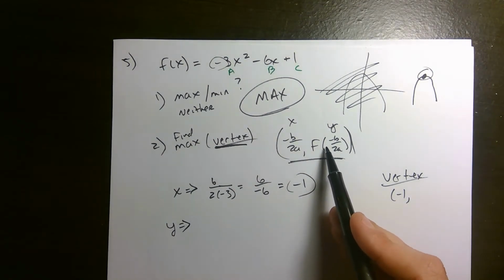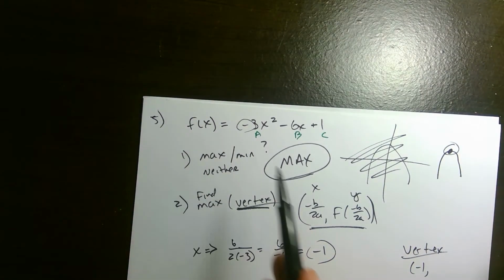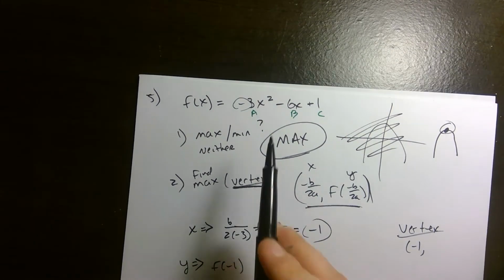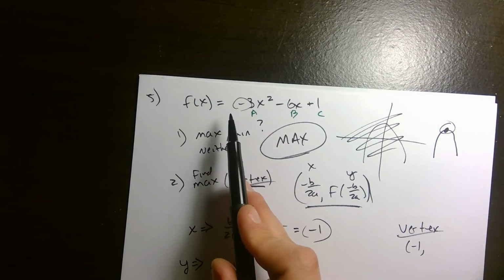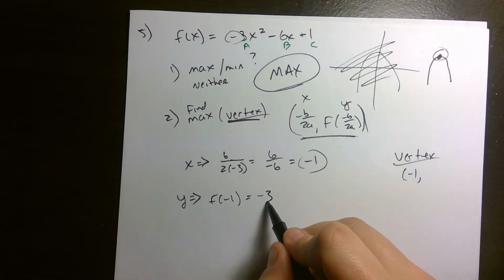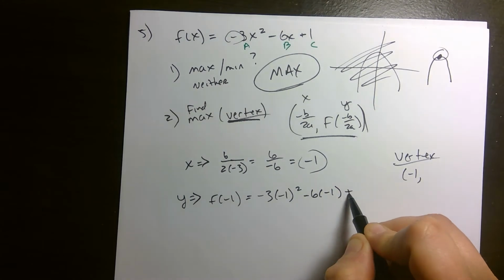Remember, this is f of the opposite of b over 2a. It just means what's the value of my original function at whatever this number is. So I'm going to find f of negative 1. I take my original function, and everywhere I see an x, I replace it with a negative 1. So that's going to give me negative 3 times negative 1 squared minus 6 times negative 1 plus 1.